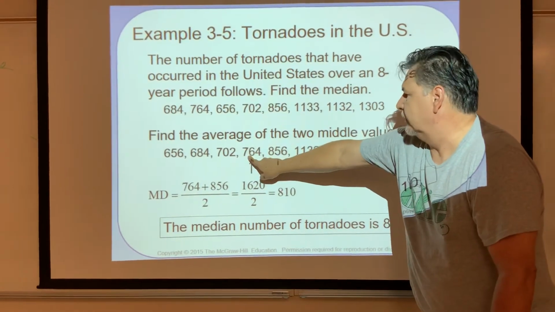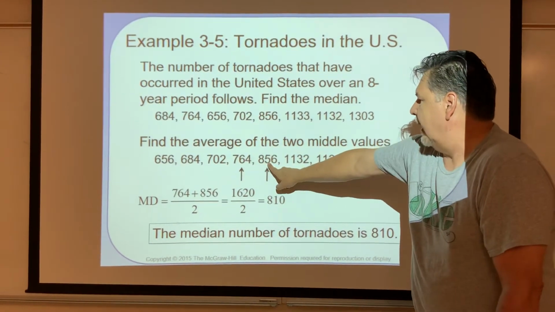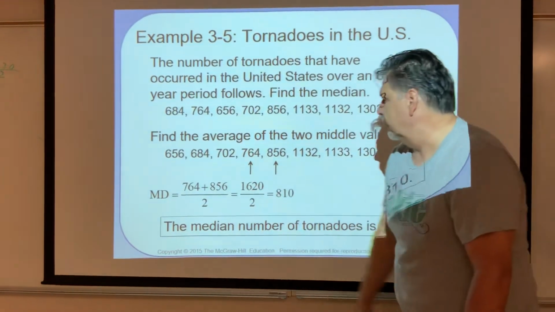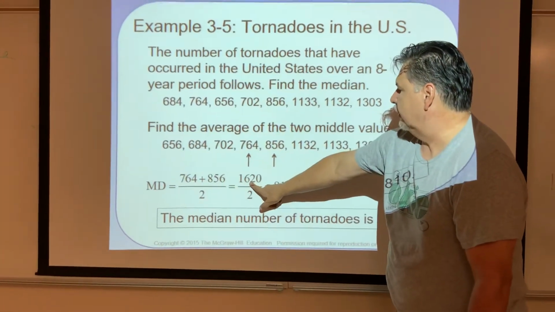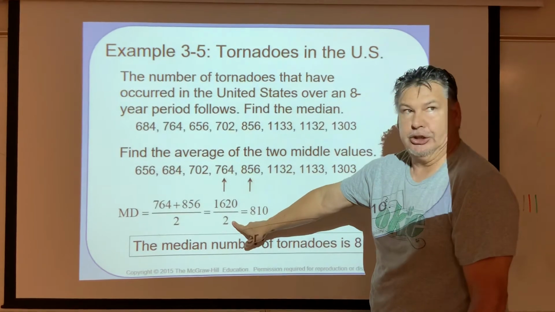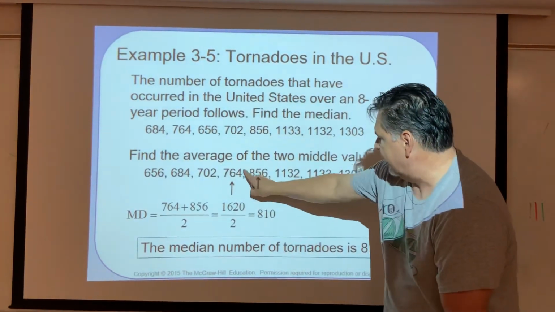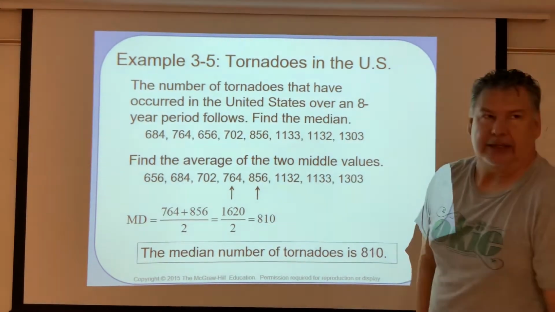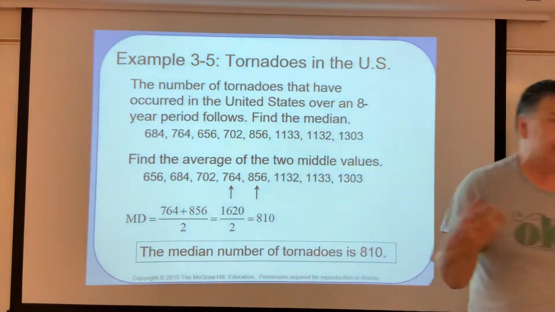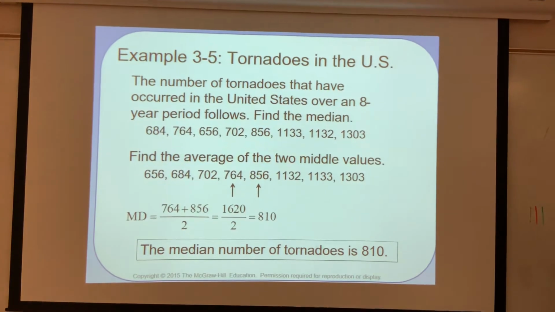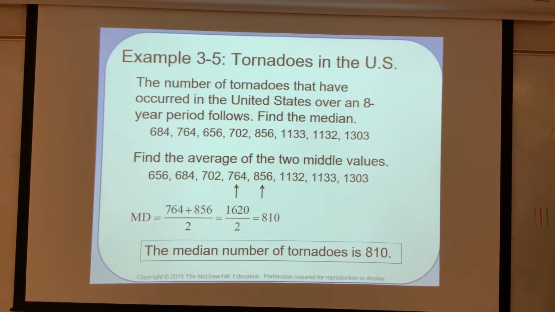So I'm going to take 764 and add 856 to it, just like I did in the example here, and I get a value of 1620. I'm going to divide that by 2 because I've got two data points right there. I'm trying to find that middle value, which is 810. So 810 is going to be my median. That's going to be the middle value, and that's just an easy way to find that.